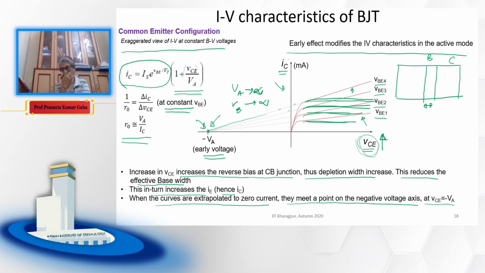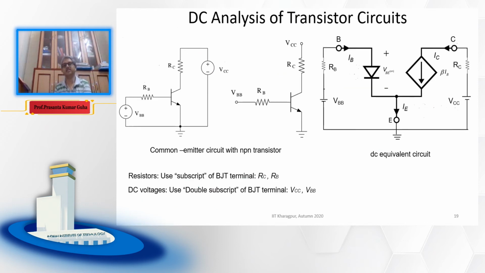Now the next thing we are going to discuss is DC analysis of transistor circuits. DC analysis is very important, because the concept of DC analysis will help us to design a transistor circuit. We will be able to know what should be the values of VBB and VCC, and what should be the values of RB and RC, which we need to use to take the transistor to a particular region, whether it is saturation, cutoff, or the forward active region.